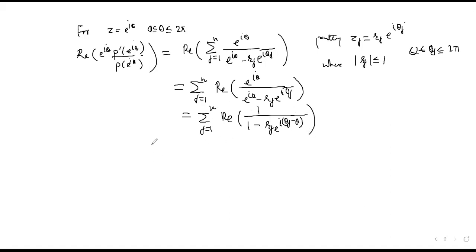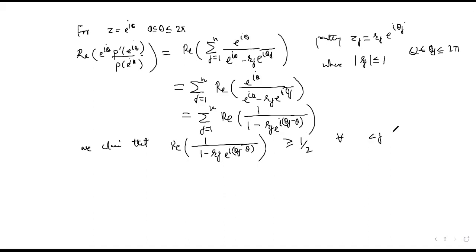Okay, that is done. Now we just show that this real part is bigger than or equal to one half. Now we claim that the real part of 1/(1 - rj e^(i(θj - θ))) is greater than or equal to half for all j running between 1 and n. Let's call this star. Now star will be true.